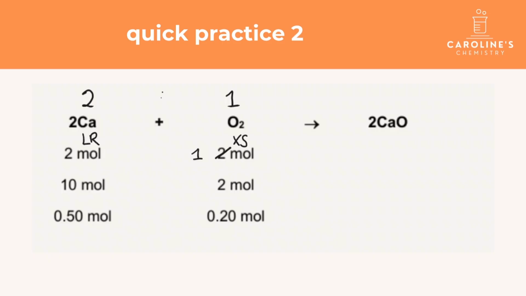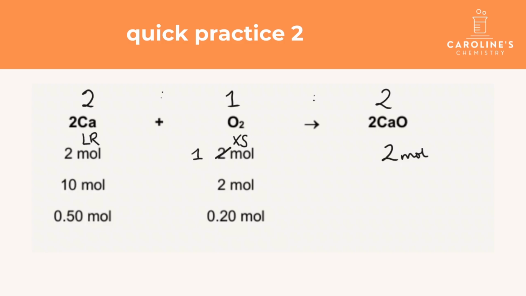In order to work out the moles of the calcium oxide, again, let's look at the big number here. That's a 2. The easiest way to do this is to use the moles of the limiting reagent, because that's how much actually reacted. Half of that oxygen sat there and did nothing. So if we look at the ratio of calcium to calcium oxide, it's 2 to 2. Therefore 2 moles of the calcium react to make 2 moles of the calcium oxide.